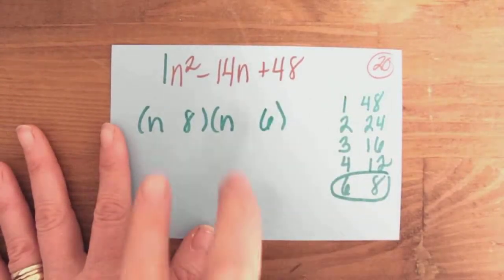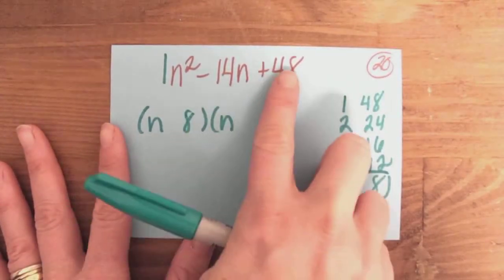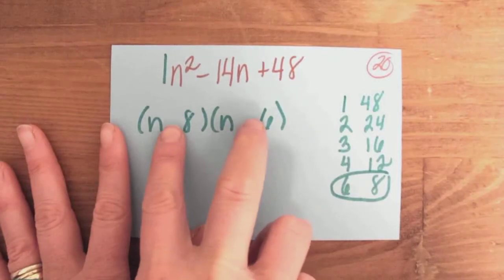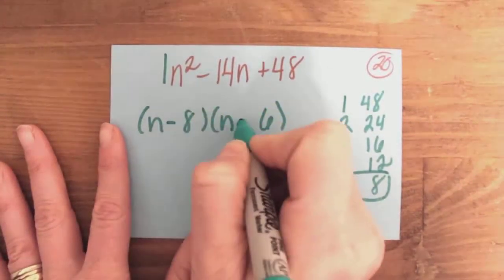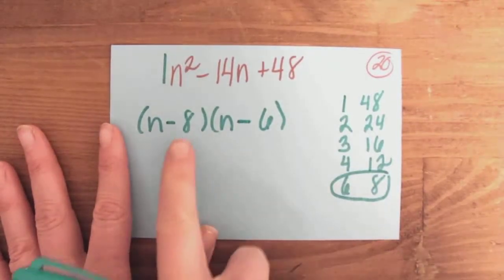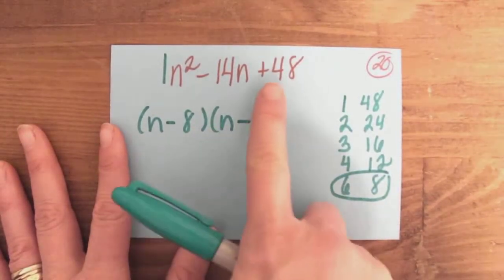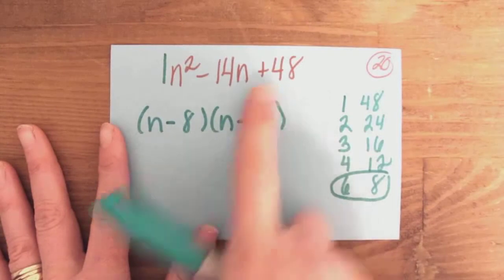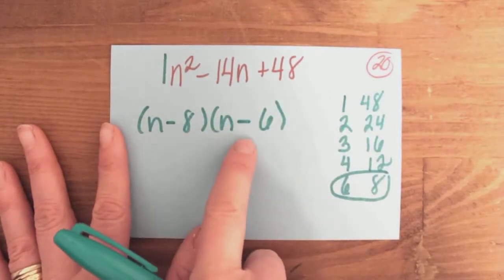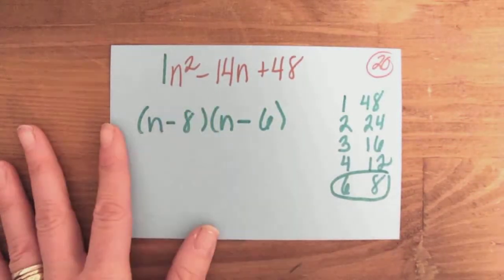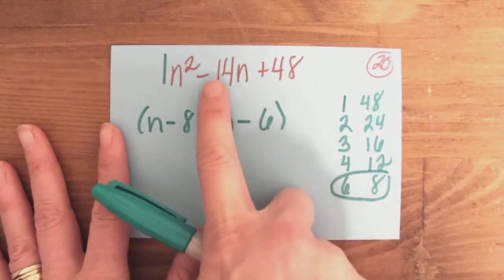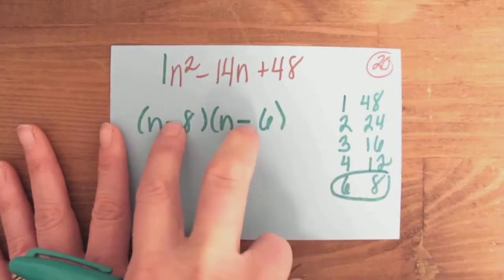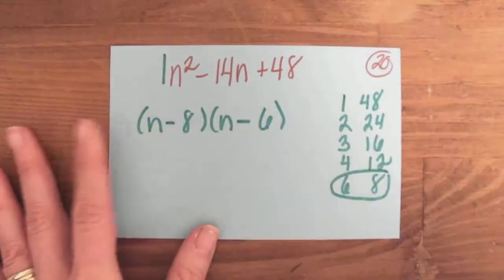This time you need to be careful. They need to multiply to give you a positive, but add to give you a negative. When this happens, we will make them both negative, because negative 8 times negative 6 is positive 48, but negative 8 and negative 6 more is negative 14. So when the last term is positive and the middle term is negative, both signs are negative.